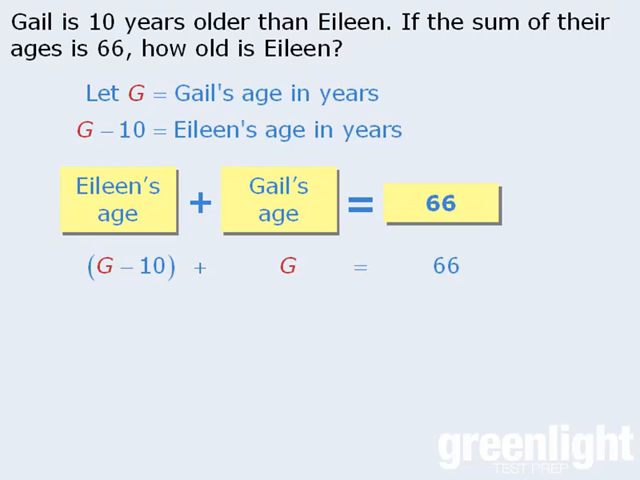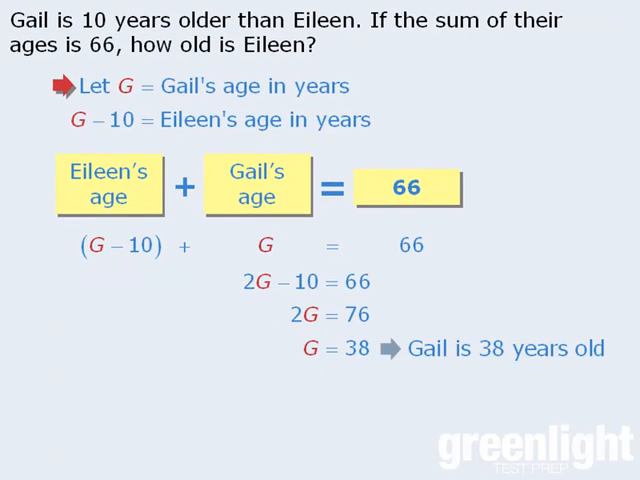From here, we can solve this equation for g by simplifying the left-hand side, then adding 10 to both sides, and then dividing both sides by 2 to get g equals 38. Since g represents Gail's age, we know that Gail is 38 years old. Since g minus 10 represents Eileen's age, we know that Eileen is 28 years old.